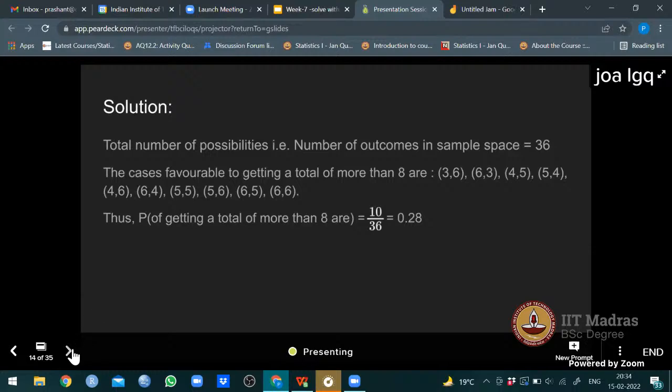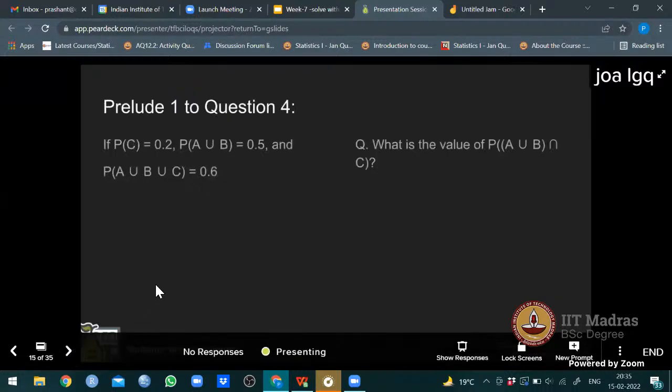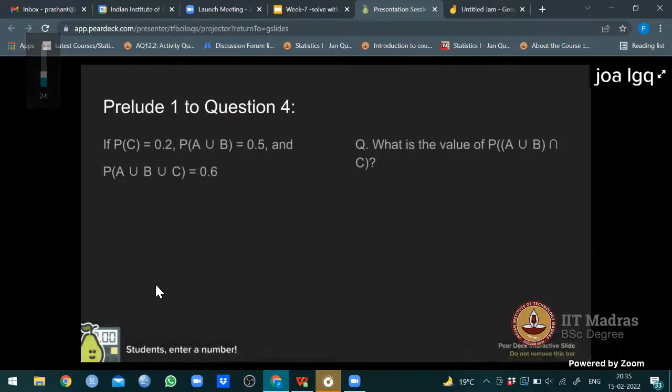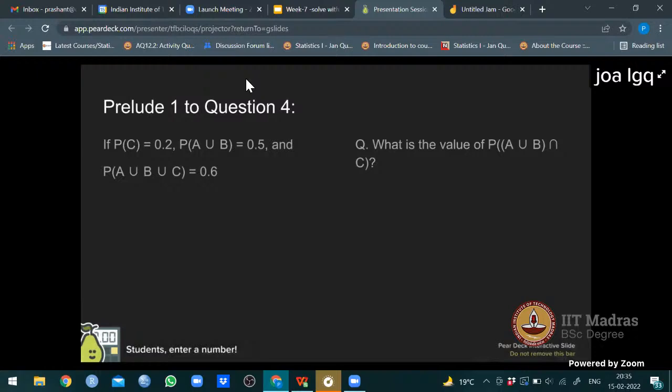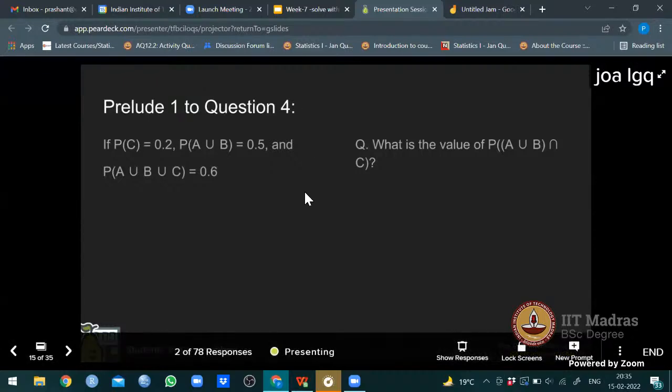Okay, so we can move to the next question. Please solve it, and you can consider it as A union B. For simplicity, you can consider it as another event, and after that apply the intersection formula. This is the hint for this one. So please solve this. I think 5 to 6 minutes will be more than enough.